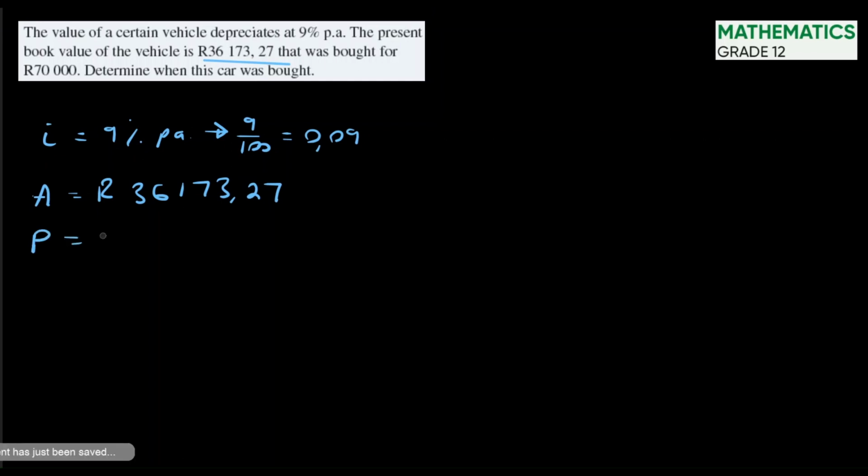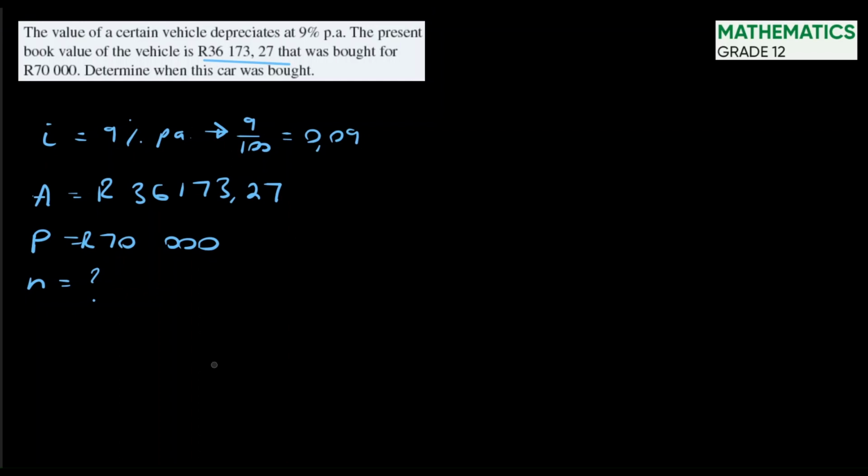That means the principal amount that it was bought for, remember we're talking about depreciation here, meaning that our principal amount needs to be really higher than our accumulated amount. This car was valued at 70,000, then it depreciated to be 36,173.27. So determine when this car was bought. When is what? The n will tell us how many years ago the car was bought.